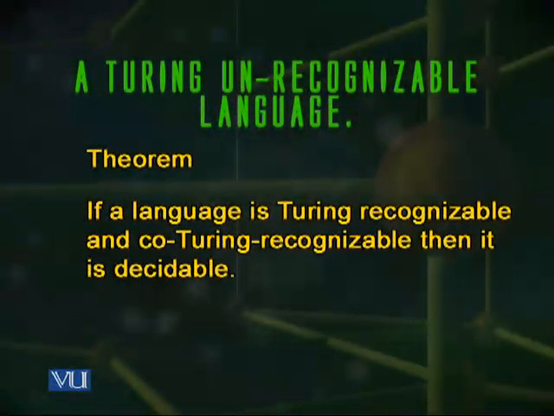If a language is Turing recognizable and co-Turing recognizable, then it is decidable. So if you can establish that a language is Turing recognizable, and you can also establish that its complement is Turing recognizable, then from there you can conclude that the language is actually decidable. How will we prove this theorem? Well, we'll use a technique that we have used before in this course called dovetailing. The idea is as follows.